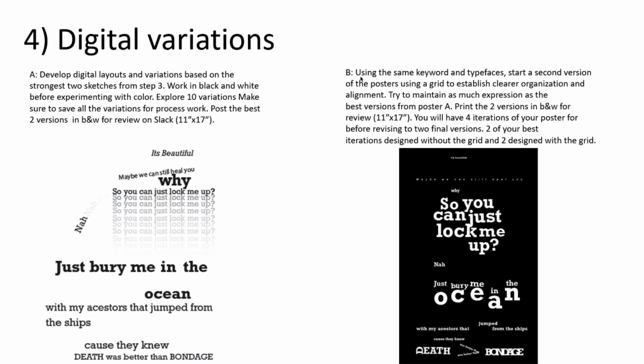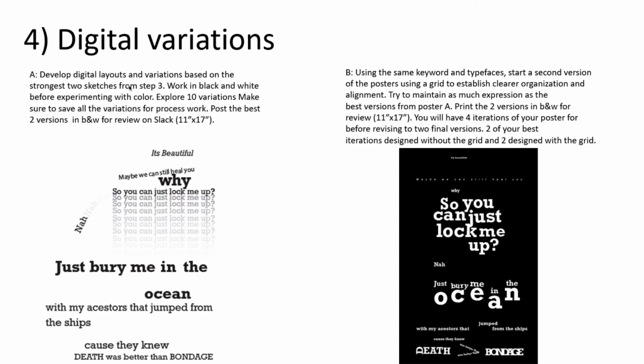And then for B, using the same keyword and typefaces, start a second version of the posters using a grid to establish clear organization and alignment. Try to maintain as much expression as the best version from poster A. Post the 2 versions in black and white for review. Or no, we're not printing anything, just posting. You will have 4 iterations of your poster before revising to 2 final versions: 2 of your best iterations designed without the grid, A, and 2 designed with the grid, B.